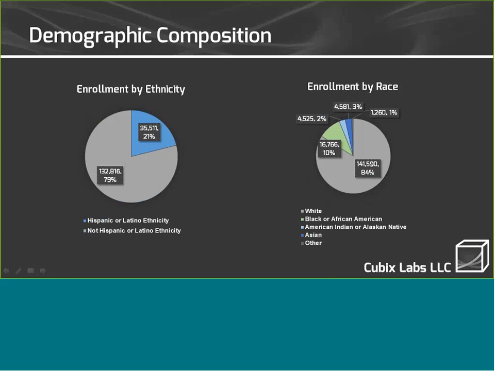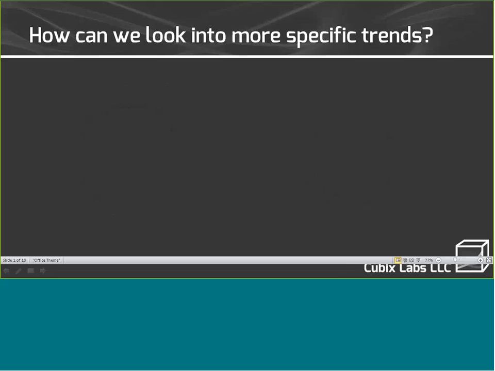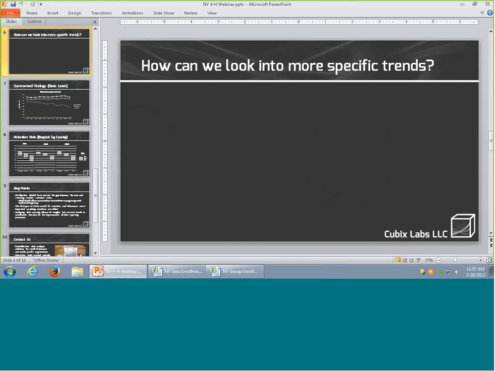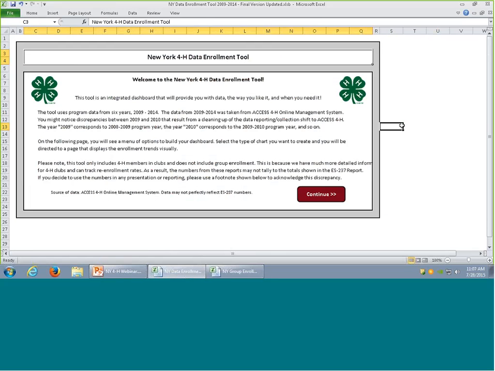And ethnicity, we reach about 80% non-Hispanic, 20% Hispanic, and then 84% white, and 10% Black or African American. So these are some things that, if you graph them in the first place instead of looking at the raw numbers on a report, you can start to see a little bit better composition. But what if we want to look into more specific trends that are geared maybe towards a specific county? And that's why I've created this tool.